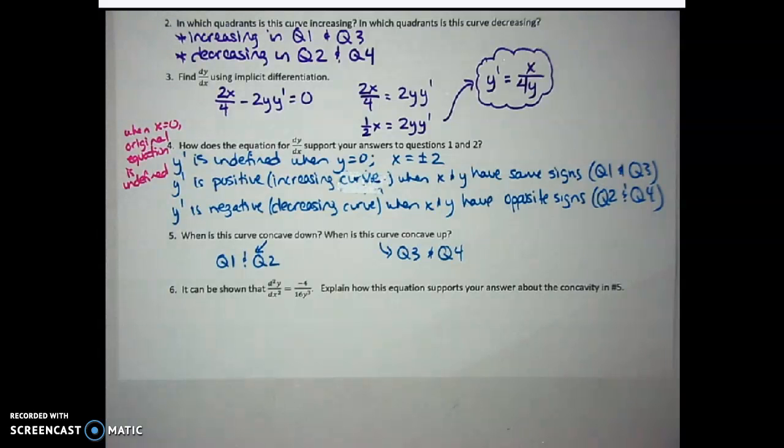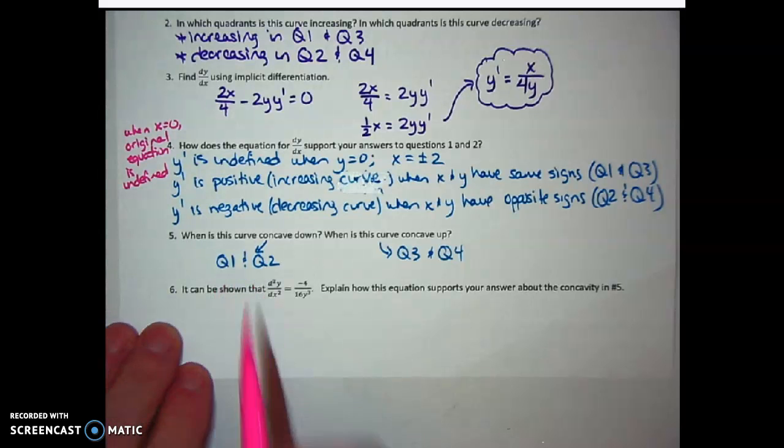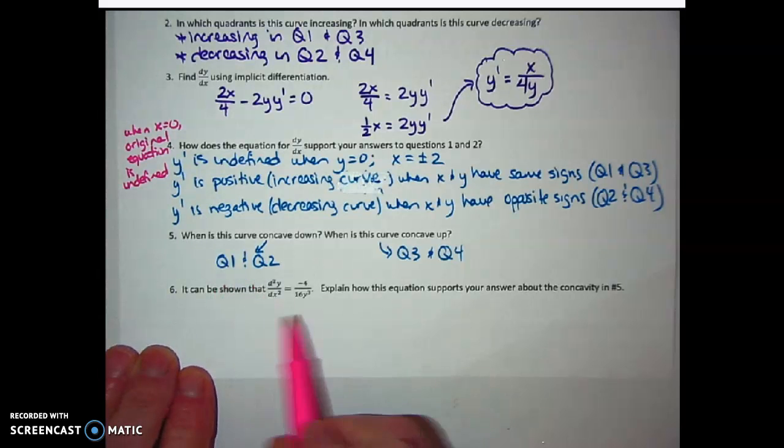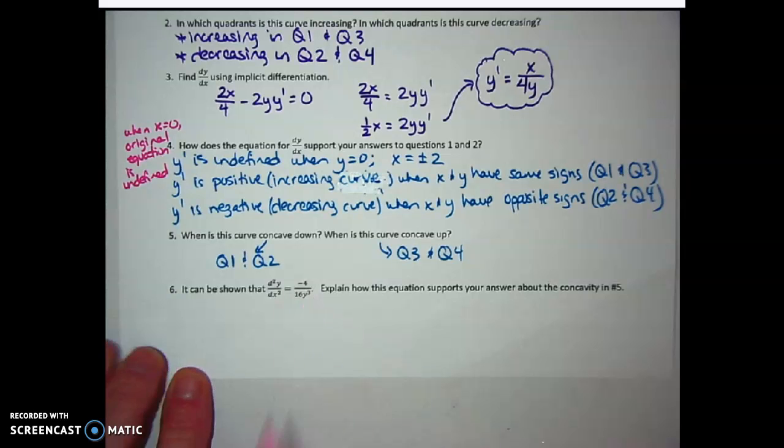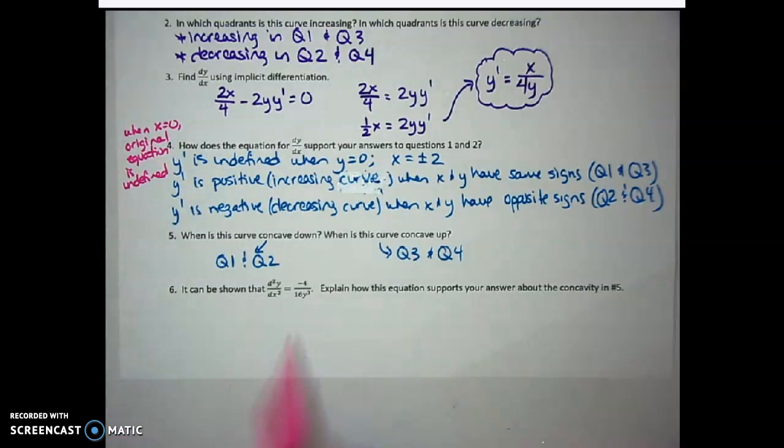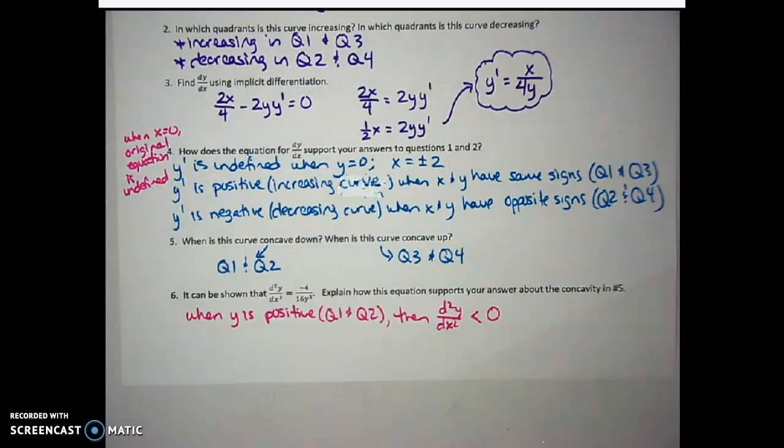How does this equation, the second derivative, support our answer about our concavity in example number 5? Well, if you think about it, in quadrants 1 and 2, my y is positive, which would make my overall second derivative negative. And remember, when your second derivative is negative, it is going to be concave down, which is what we determined in question number 5.